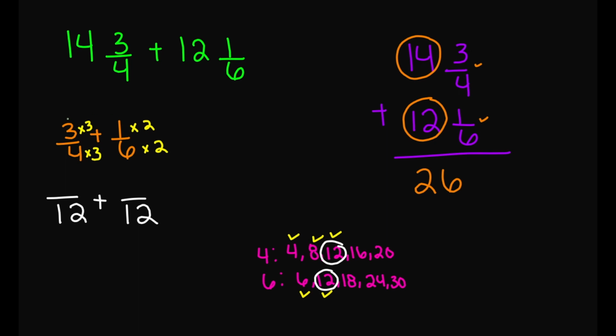Now we're going to multiply. 3 times 3 is 9. 4 times 3 is 12. 1 times 2 is 2. And then 6 times 2 is also 12.